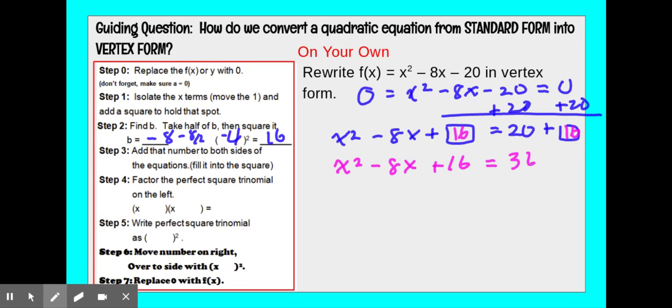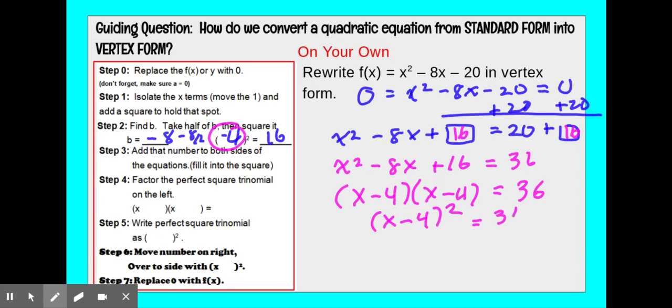Next step, step 4, factor it. We have x minus 4 times x minus 4. Remember, we don't really have to factor it, because the number is the number in our factors. We get equals 36. Now I rewrite it as a perfect square equals 36. Now this, like I said, is where we go to step 6.